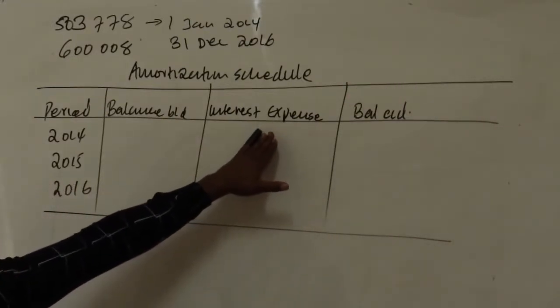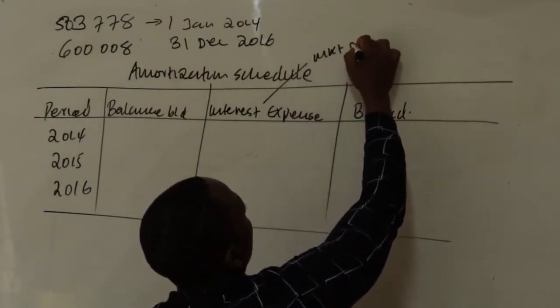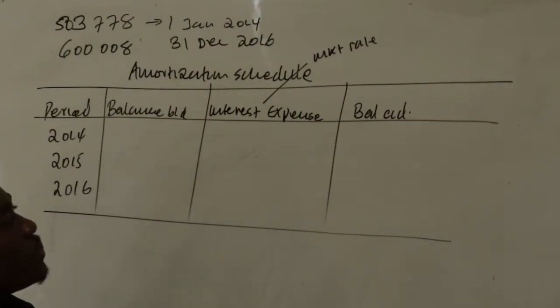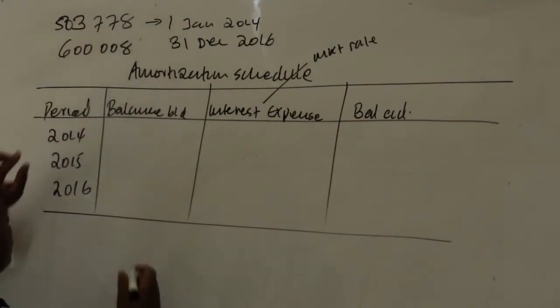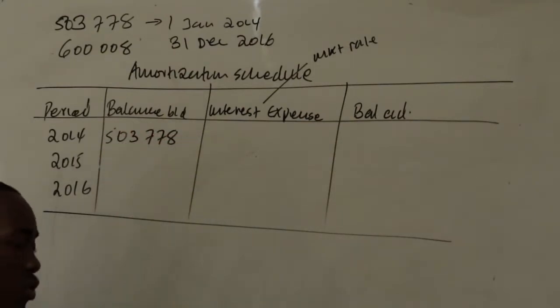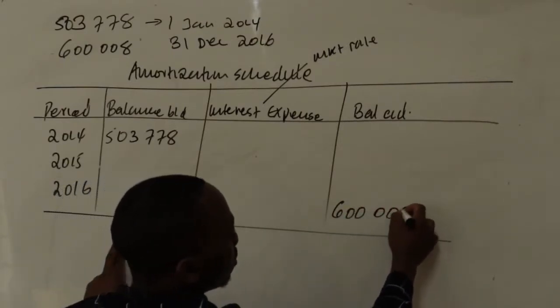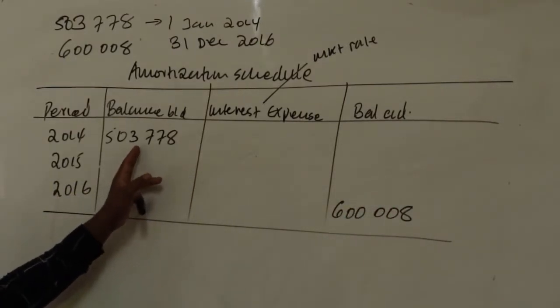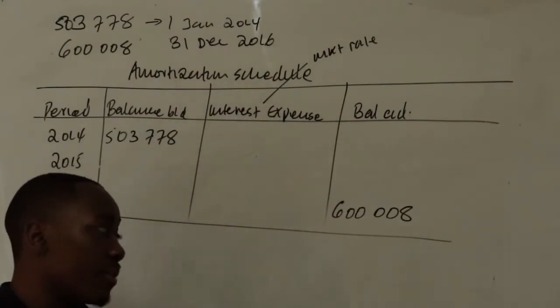Now, for the interest expense, we say that it will be based on the market rate or the effective rate, of which you are not given the rate. But since we are not paying any interest at the end of the year, it will be held to maturity. So how do we present that interest expense? It's very easy. The amount was issued on 1st January 2014 at 503,778. This amount will be held to maturity and mature on 1st December 2016 at 608,008. So can you see the transition from 503 to 608? How do we determine that amount of interest? This is how we determine.